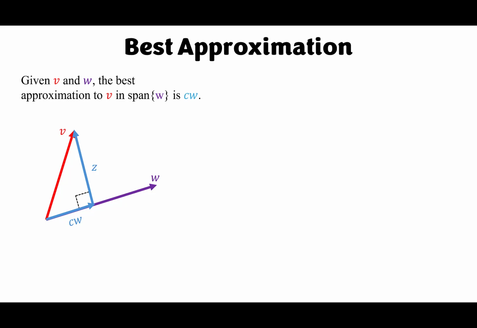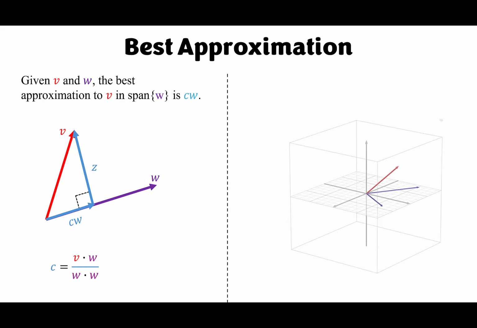And the way we calculated c was shown in the previous video, but the result was c is just this ratio of dot products: the dot product of v and w divided by the dot product of w with w. So once you do that calculation to find c, then all you have to do is do c times w, and that'll be the closest you can get to v. We also did this in 3 dimensions.